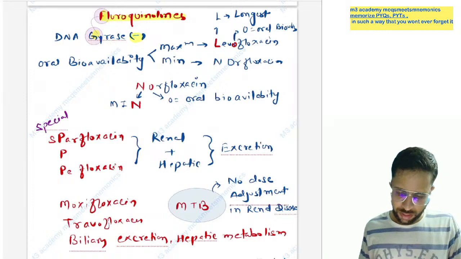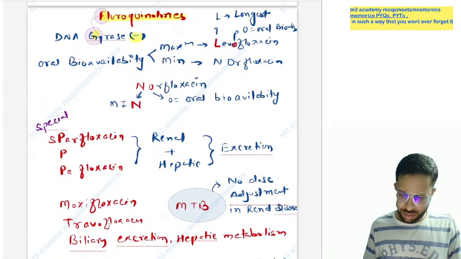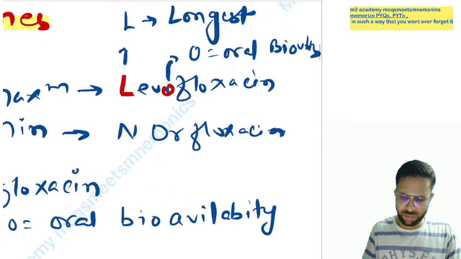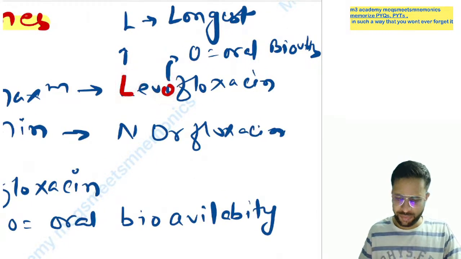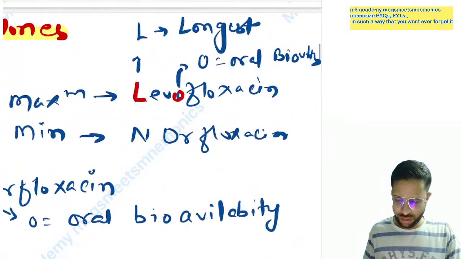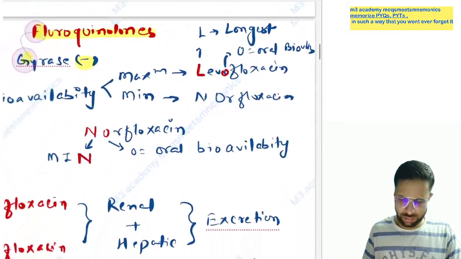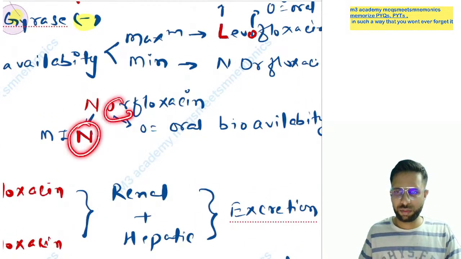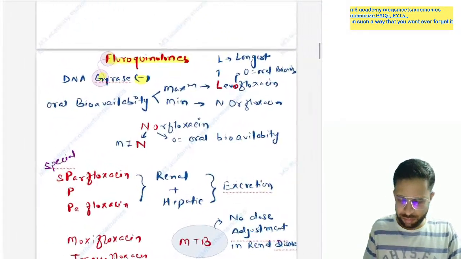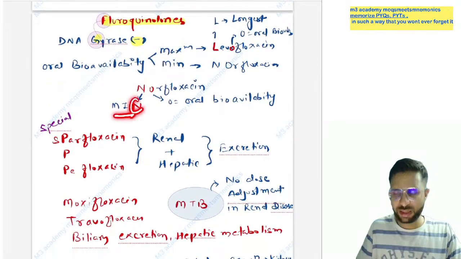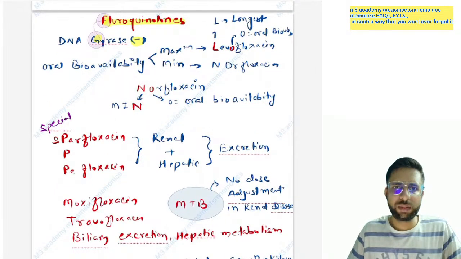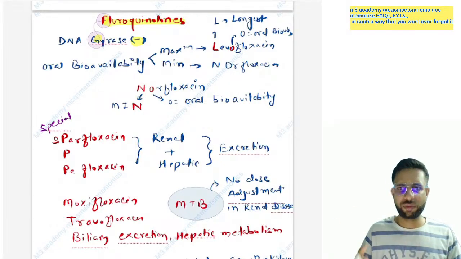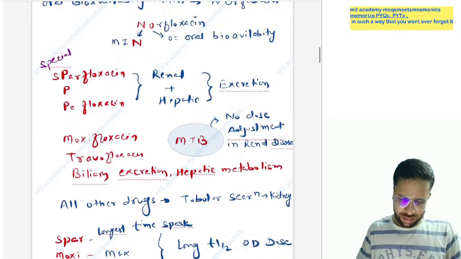Yes, so oral bioavailability, maximum oral bioavailability for the levofloxacin. So we can remember levofloxacin, L and O, L for longest, O for oral bioavailability. Yes, minimum oral bioavailability for the norfloxacin. So we can remember this when norfloxacin, N for no, O for oral bioavailability. So minimum oral bioavailability, और you can remember min लिखते हो तो उसमें n से n मिला दो तो क्या बनेगा oral bioavailability. So maximum oral bioavailability किसकी है? Levofloxacin की. LO largest oral. Yes, minimum किसकी है? Norfloxacin. Minimum oral.